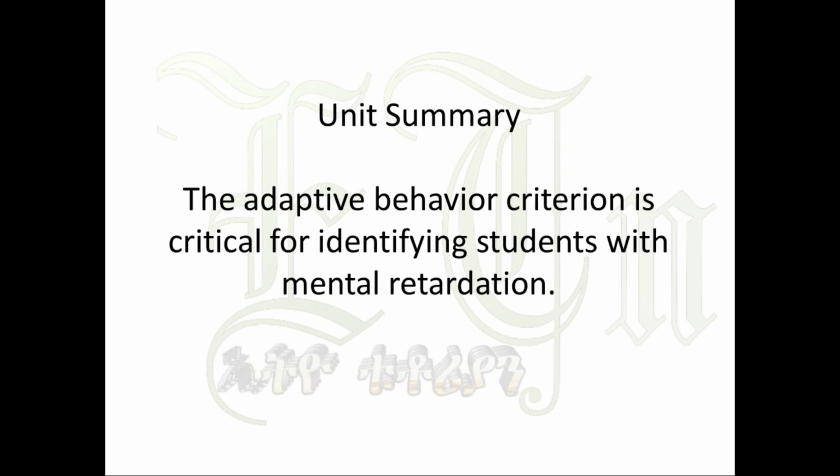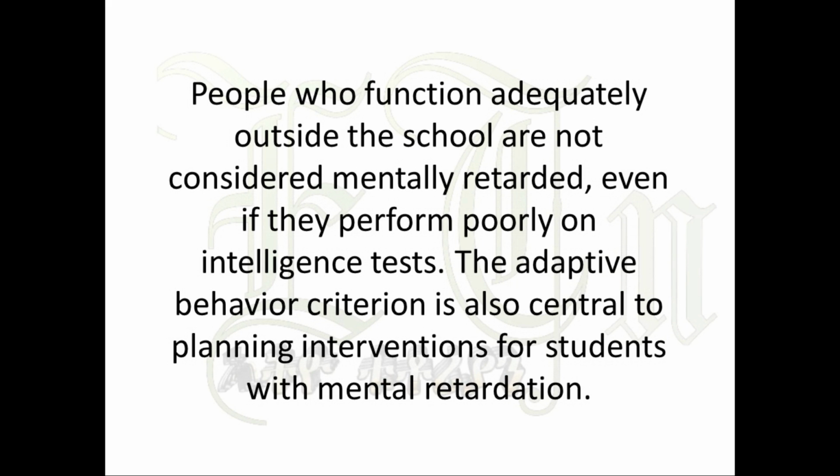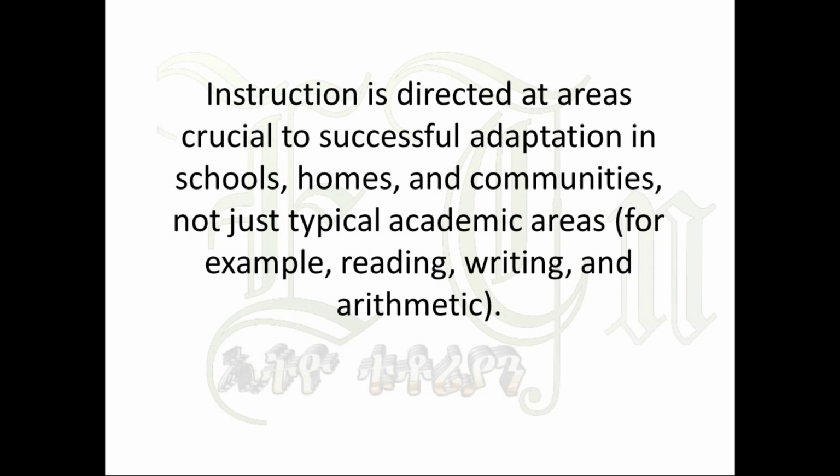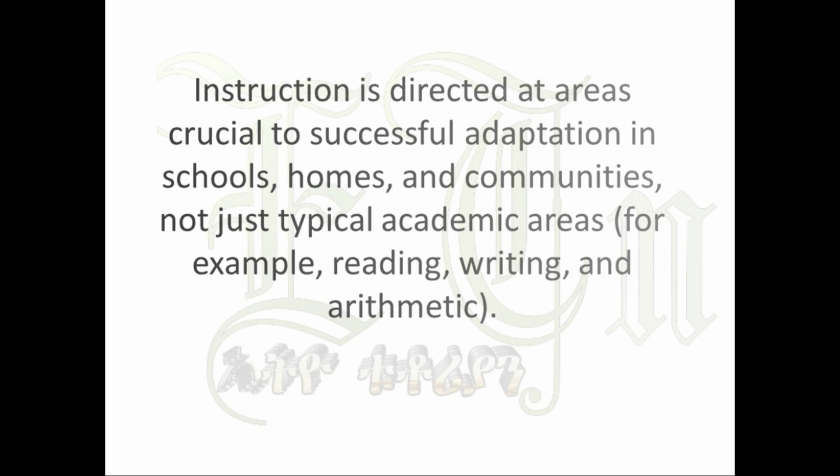Unit summary. The adaptive behavior criterion is critical for identifying students with mental retardation. People who function adequately outside the school are not considered mentally retarded, even if they perform poorly on intelligence tests. The adaptive behavior criterion is also central to planning interventions for students with mental retardation. Instruction is directed at areas crucial to successful adaptation in schools, homes, and communities, not just typical academic areas, for example, reading, writing, and arithmetic.